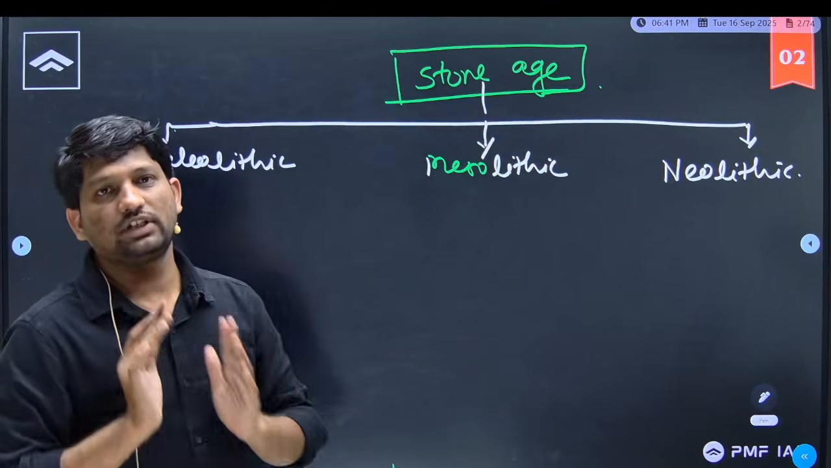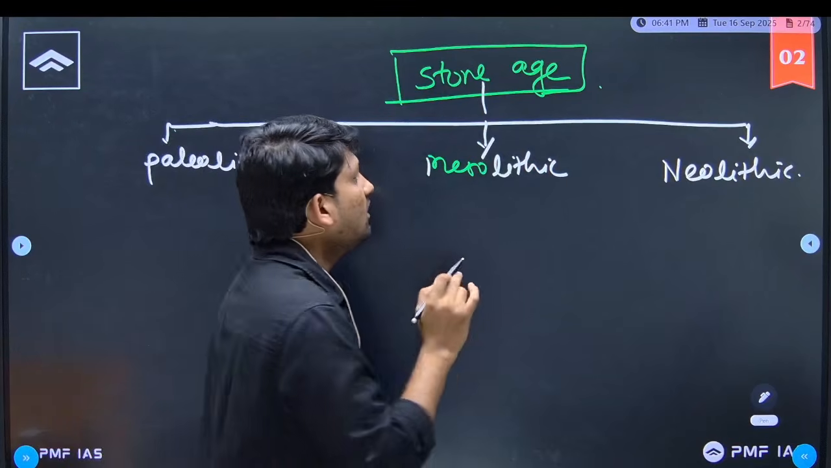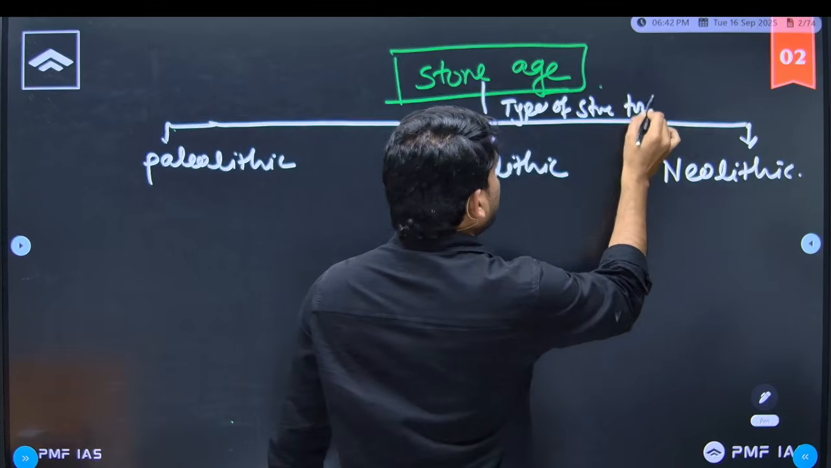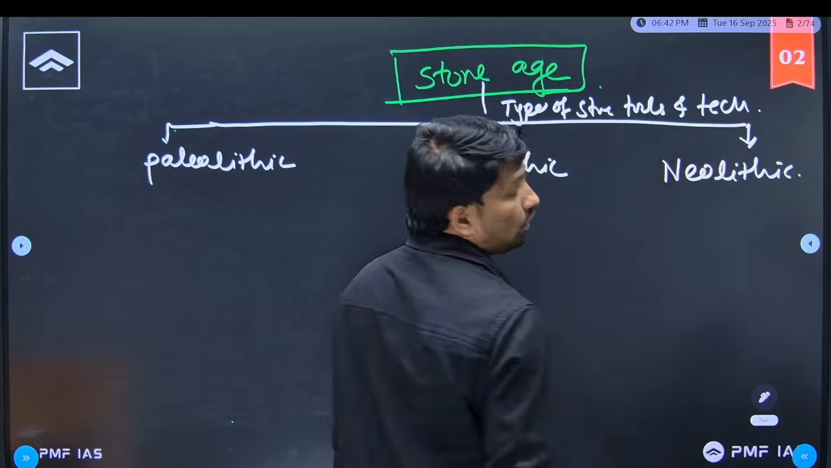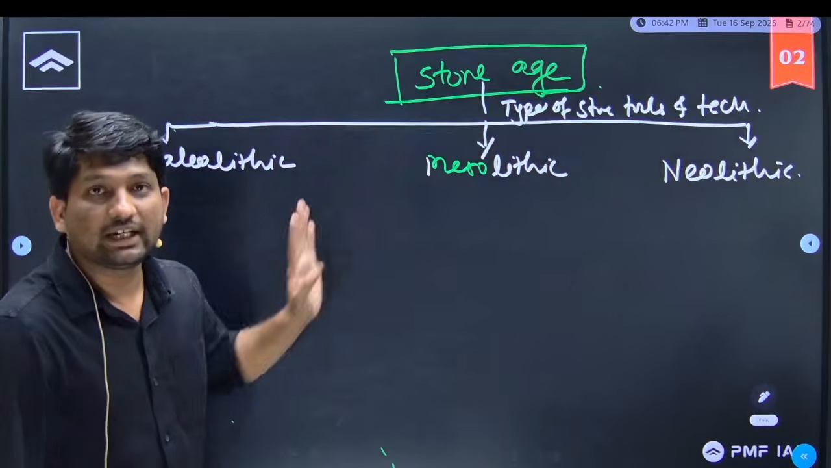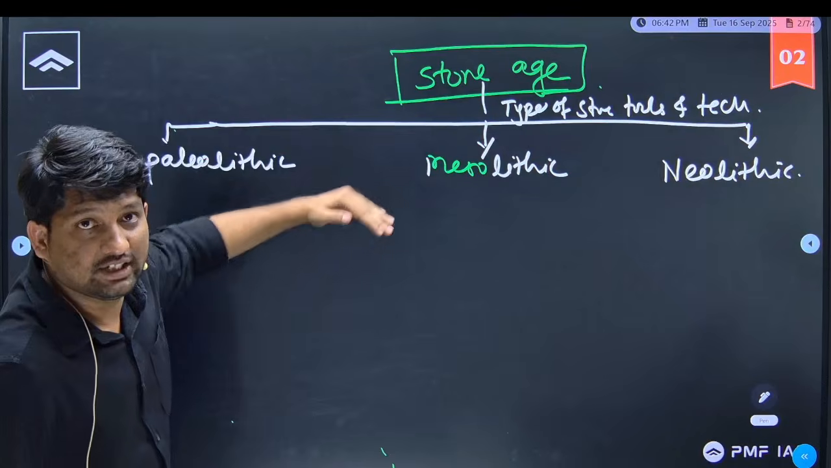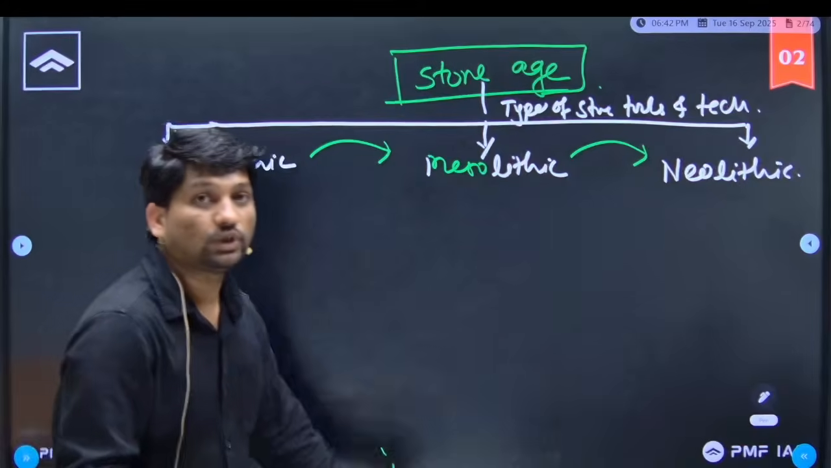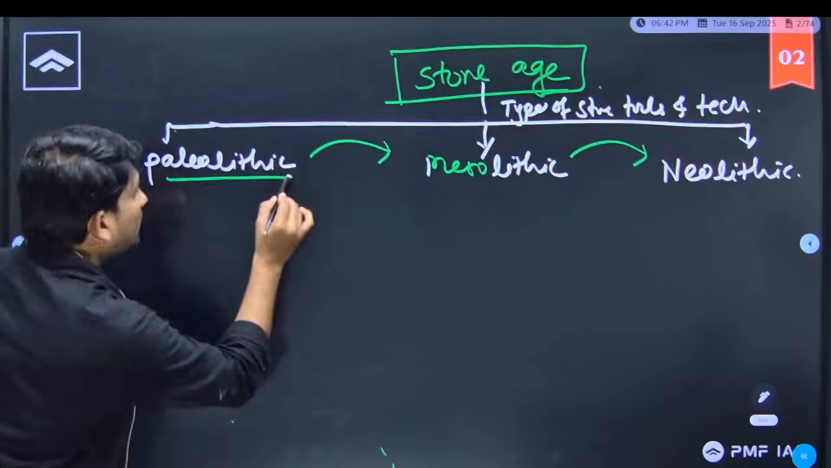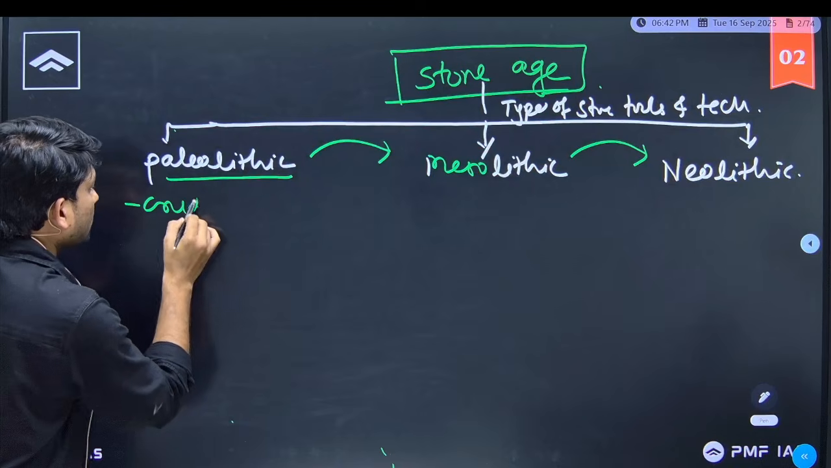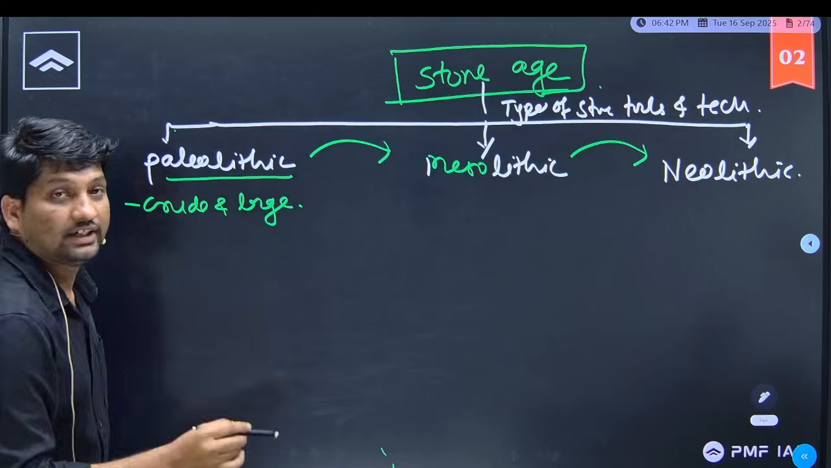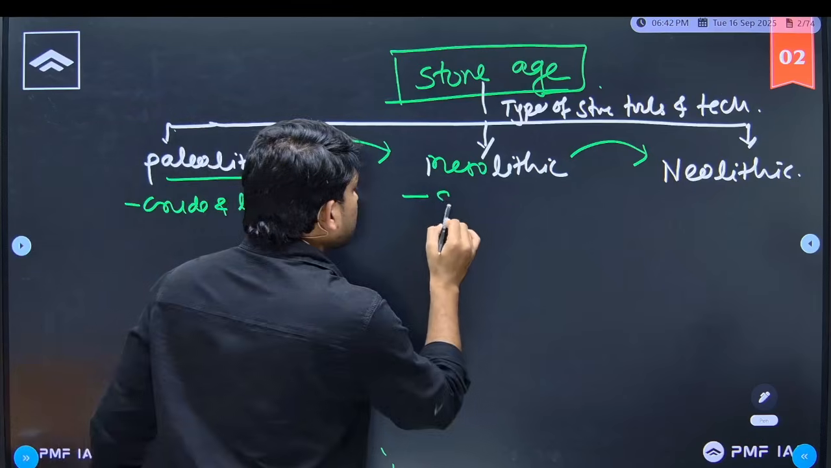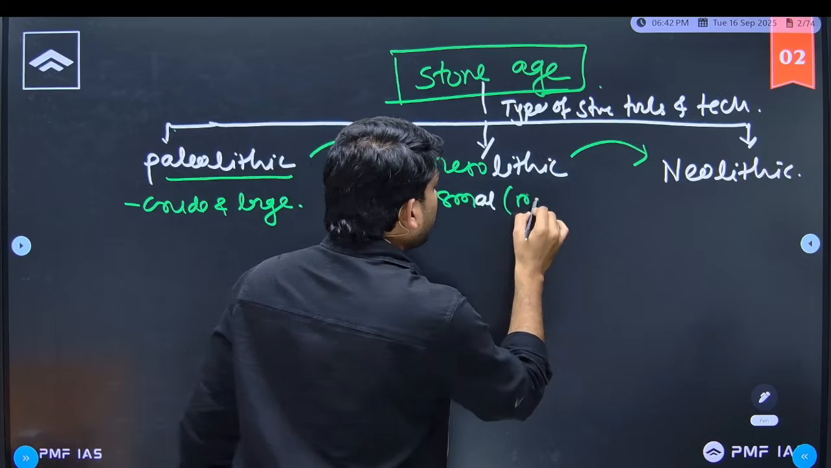What is the basis of this division? The basis of this division is the most important type of stone tools plus the technology they were employing while making the tool. From Paleolithic to Mesolithic, technology got advanced. From Mesolithic to Neolithic, technology got advanced. During the Paleolithic phase, they were basically using crude and large size stone tools. During the Mesolithic period, because of the advancement in technology, they were using small size stone tools. We call this a microlith.